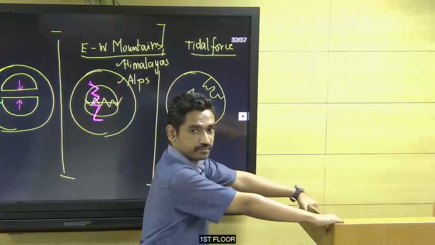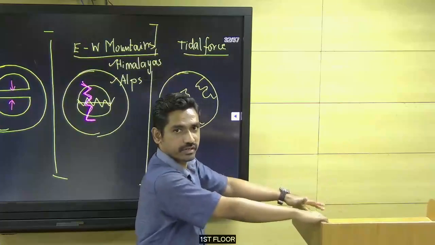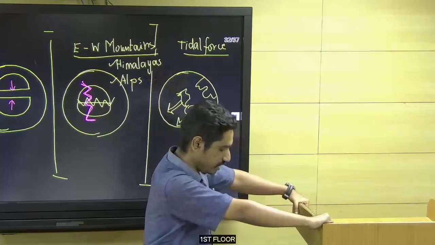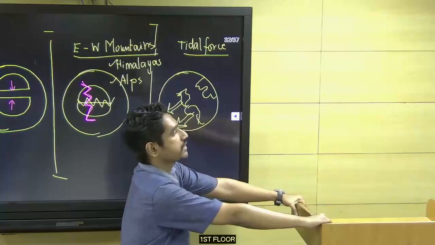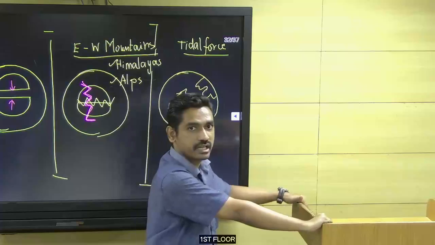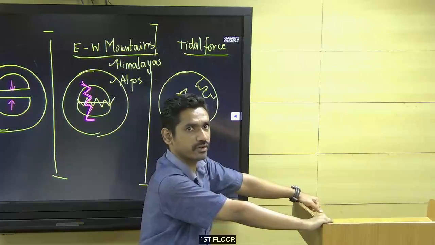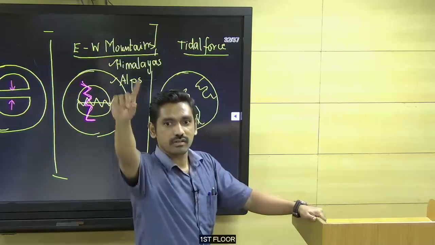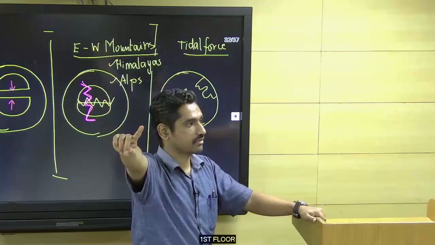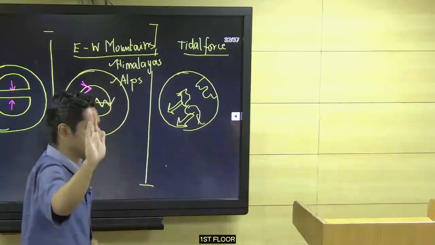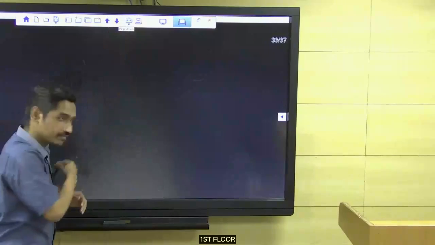See, I am the moon. This is North America or South America. Is it clear? Now, I am trying to push this in this particular direction. If I try to push this in this particular direction, westward movement, I will face an enormous amount of resistance. You know why? Because of the shape of the continent. We'll see how.